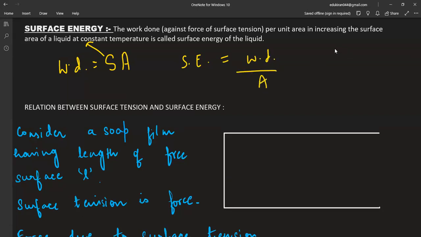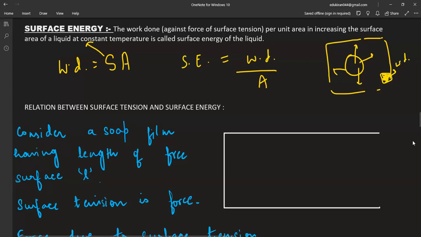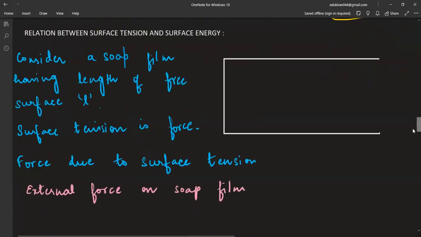It basically means the molecules are expanding, so some work will be done against it. So for the entire liquid surface, if you just take 1 meter square area and calculate whatever work is being done, that you call the surface energy. There is a derivation. This derivation can come in your exam. Not a very important derivation, just have a look while revising. So the question will also be like this: relation between surface tension and surface energy.